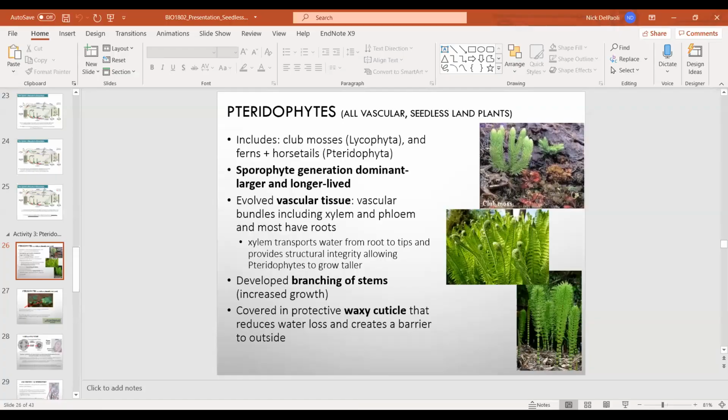Okay, now I am going to draw this out for you guys, and we are going to start with the spores. The spores are haploid, or 1N.